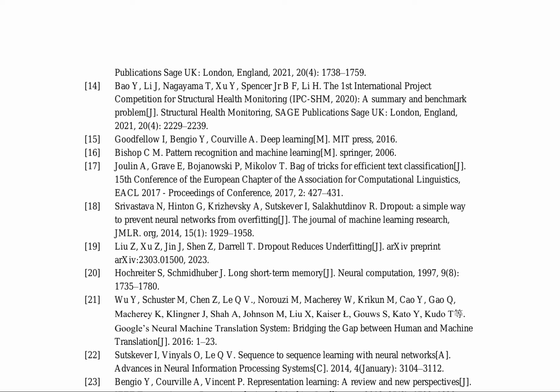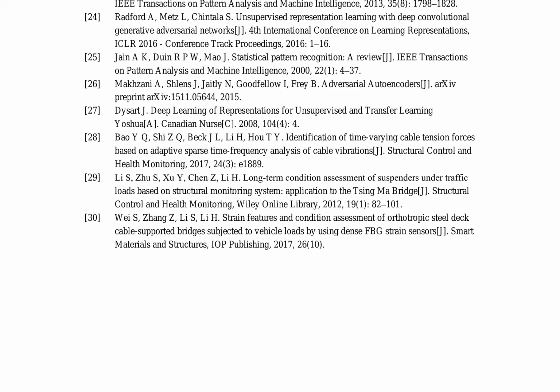The references also include papers on statistical pattern recognition, adversarial autoencoders, and transfer learning, showcasing the author's awareness of the broader context and their efforts to situate their work within the larger landscape of machine learning and artificial intelligence. In conclusion, the author's meticulous listing of references demonstrates their thorough understanding of the field and their commitment to providing a comprehensive and accurate account of the relevant literature.